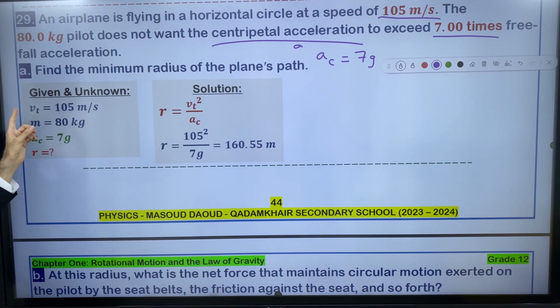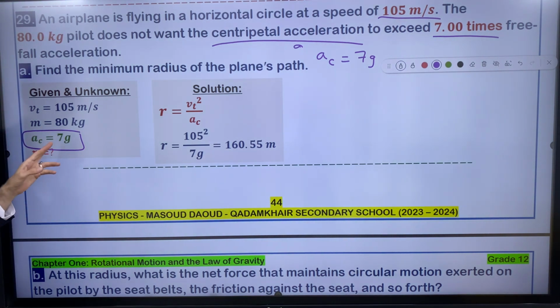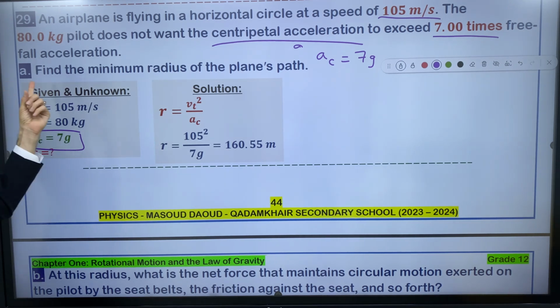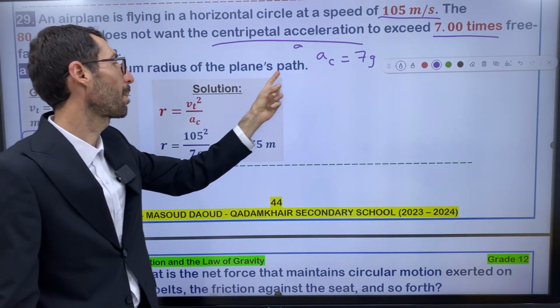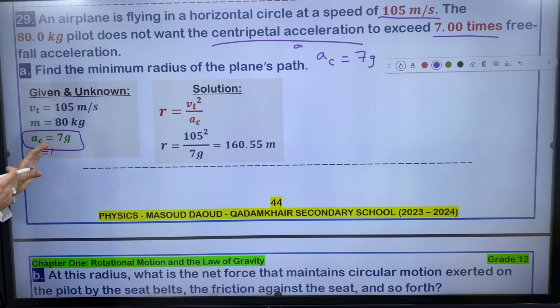So what are the given and unknown? VT is equal to 105 meters per second. M is equal to 80 kilograms. AC is equal to 7G. It's very important. You have to concentrate on this condition. And we look for R. It says, A, find the minimum radius of the plane's path. We look for R. So which rule works here?